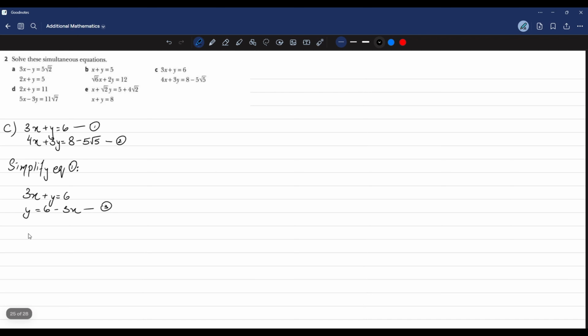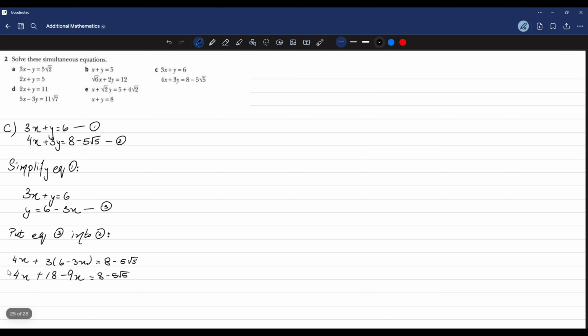Okay, so the next thing we're going to do is we're going to put equation 3 into equation number 2. And for that, we're going to use 4 multiplied by x plus 3 multiplied by 6 minus 3x is equal to 8 minus 5 under root 5. Okay, so we've got 4x plus 6 threes is 18 minus 2 threes is 9x is equal to 8 minus 5 under root 5.